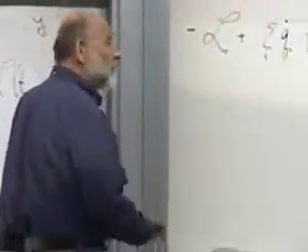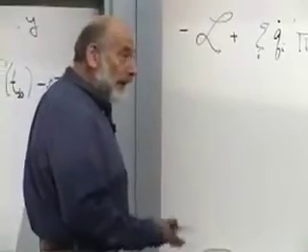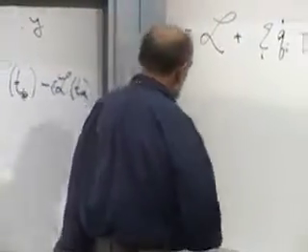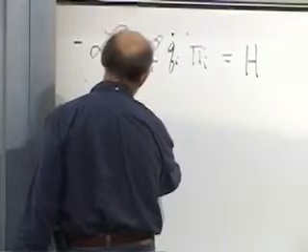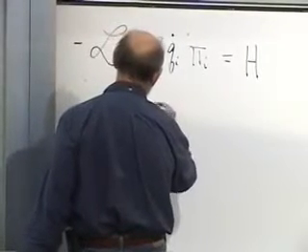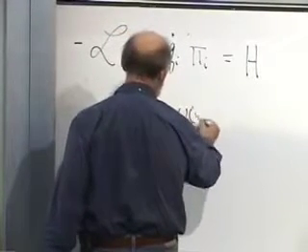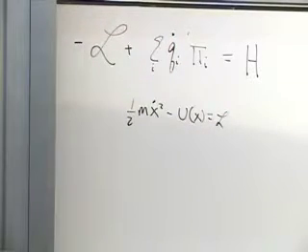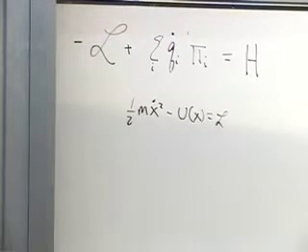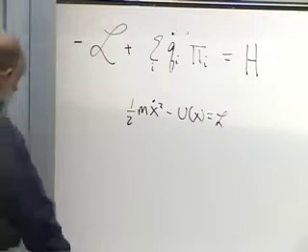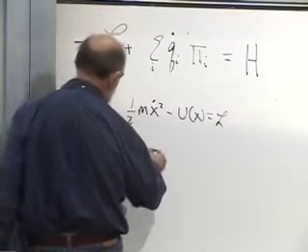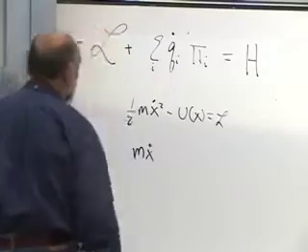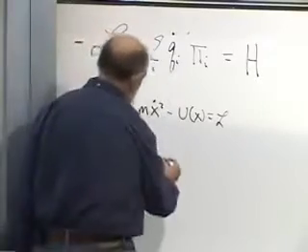Let's work it out for a simple example to see that it really is the energy. All right, so let's work it out. Let's take 1/2 m x dot squared minus U of x. That's the Lagrangian. What's the canonical momentum conjugate to x? It's just m x dot. That's p, or that's pi.